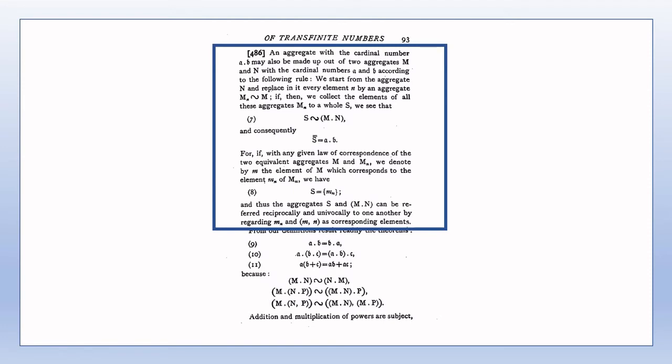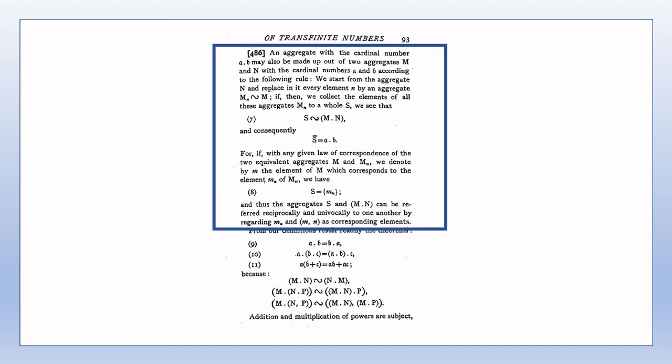Cantor goes on to give another formulation of the product AB of two cardinal numbers by simply taking aggregates m and n with cardinal numbers a and b respectively, and effectively replacing each element n of the aggregate n with the elements of an aggregate m sub n, where n ranges over the whole of the aggregate n, and where m sub n is equivalent to m for each subscript. Note that each element n of the aggregate n is being replaced by as many elements as there are in the aggregate m sub n.